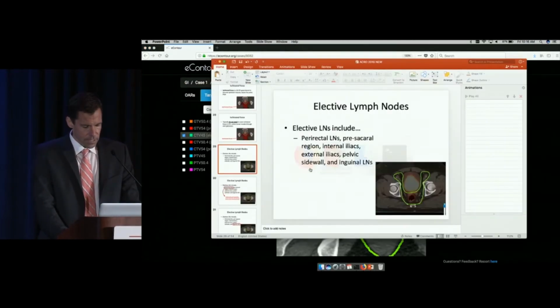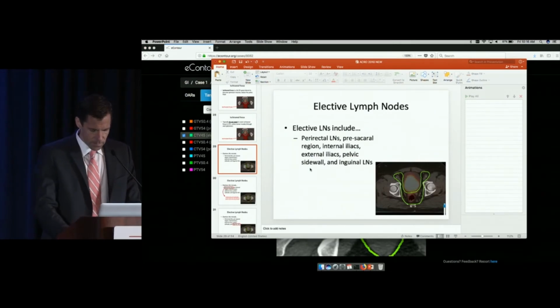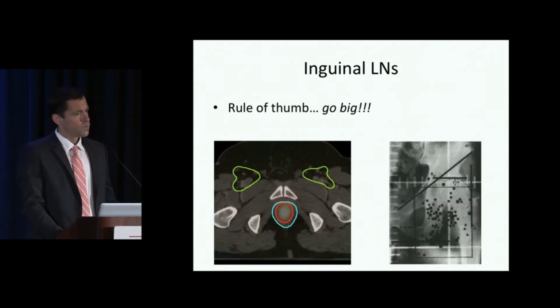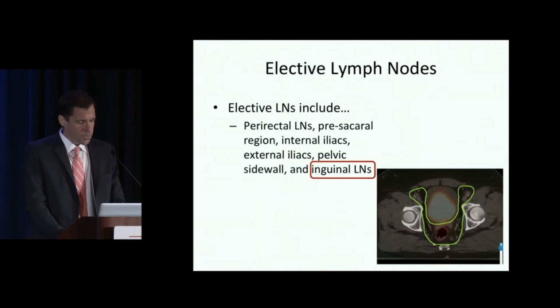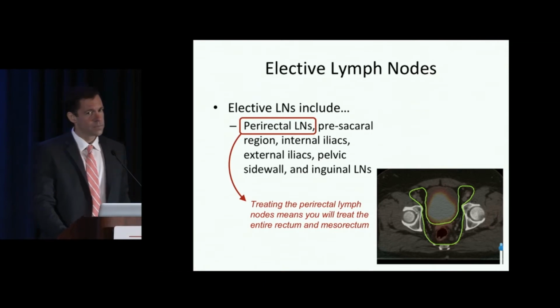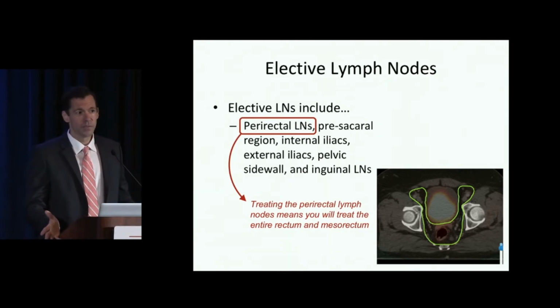And so back to this point, the inguinal lymph nodes, go big. That's probably the key take-home point. In general, another point is that when we treat the perirectal lymph nodes, we end up treating the whole rectum. This is different than prostate if we're treating the pelvis, and different than other gynecologic malignancies where oftentimes we'll spare certain aspects.